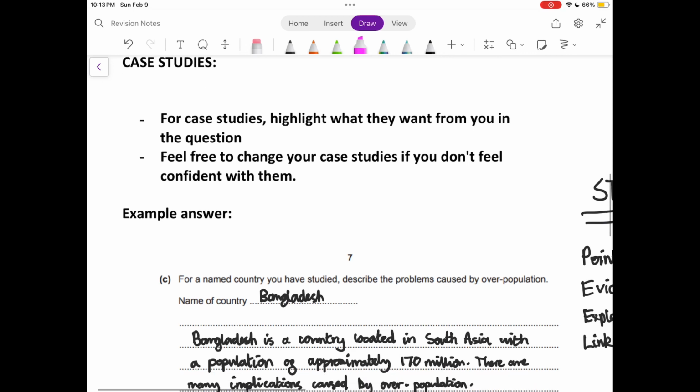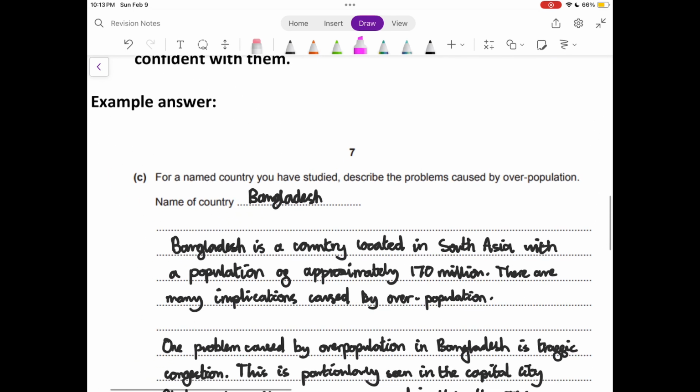So, for example, here in this question, for a named country you have studied, describe the problems caused by overpopulation. The main command term I would highlight is describe. Here, that's the command term. And then I would also highlight problems because that's what they want you to talk about. Caused by overpopulation, because that's a key term that you need to be talking about in this question and referring back to over and over again. So yeah.